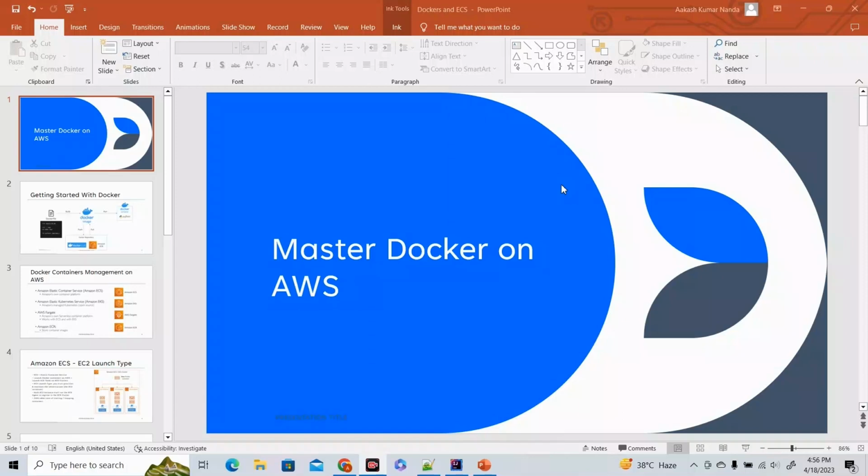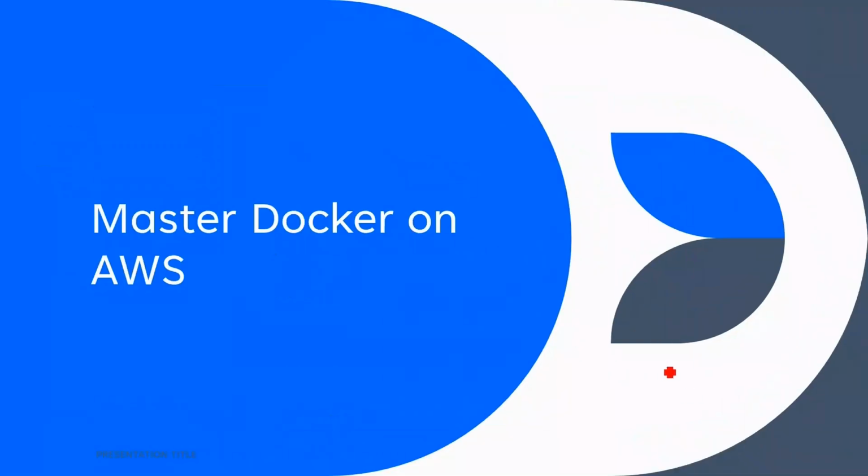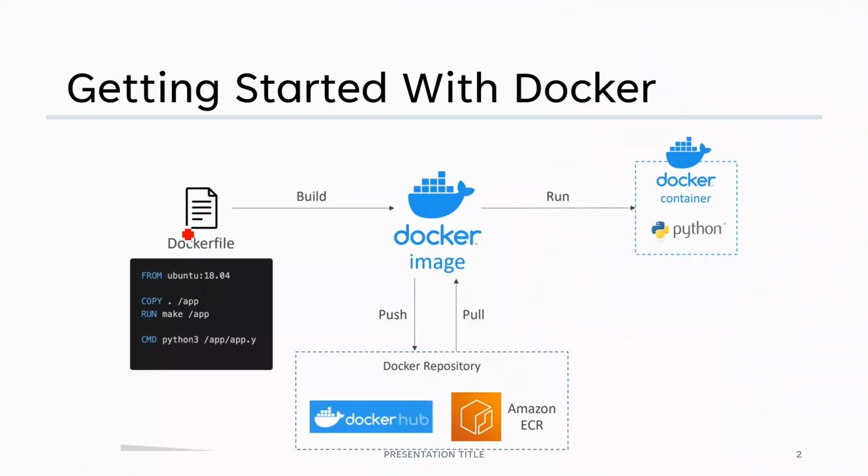So let us start with some basics of Docker and ECS on AWS. Let us see and let us understand it before going into the project. So getting started with Docker.